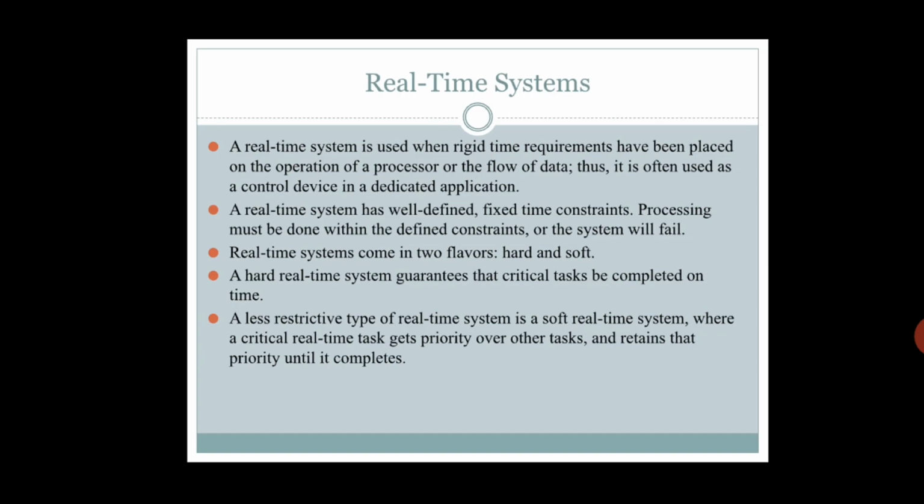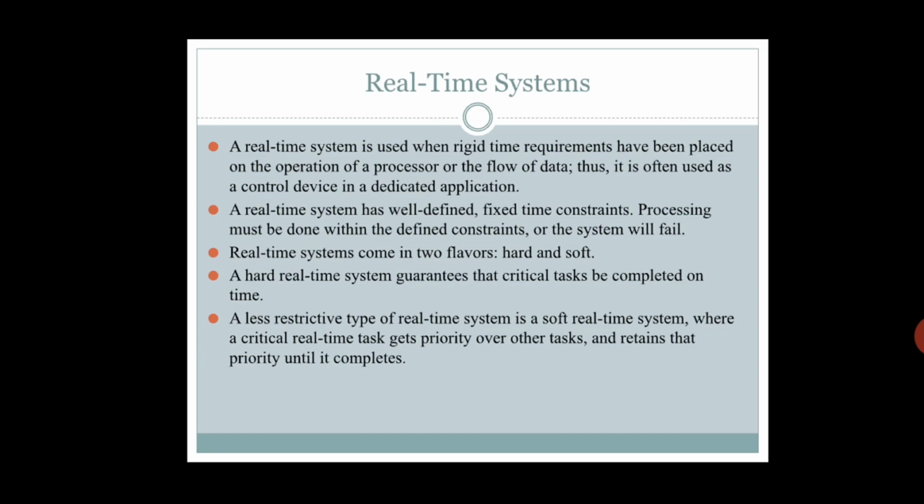Okay, a real-time system has a well-defined fixed time constraint. Processing must be done within a defined constraint, or the system will fail. Definitely. So each and every system has got its own time constraint. There will be a time limit for each and every system, so that within that time it has to process the data, or whatever data is being collected by the system, that data has to be processed within a particular time. That is the meaning.